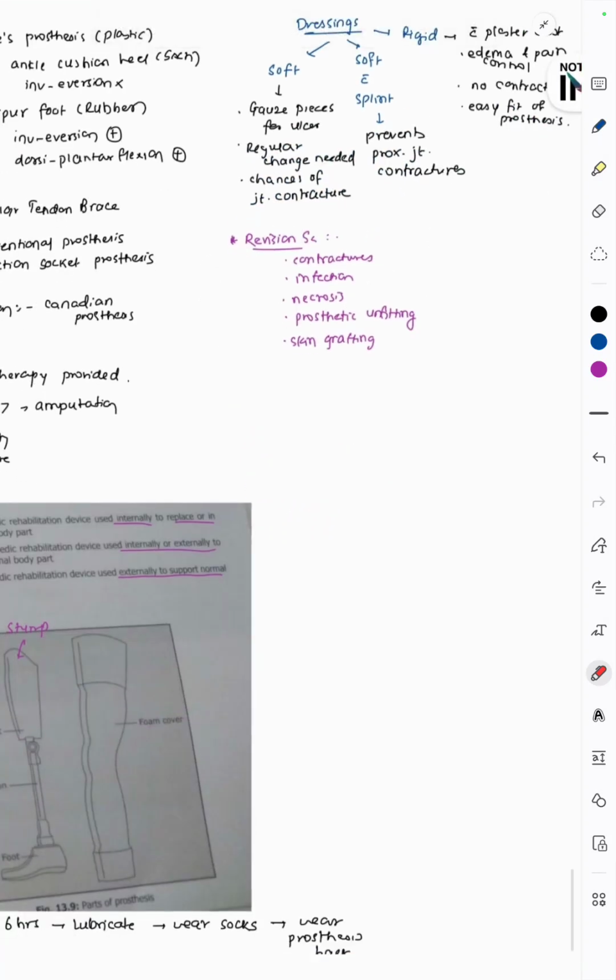The revision surgery. So the revision surgery is done for contractures, if there is infection, flap necrosis, or prosthetic unfitting takes place.